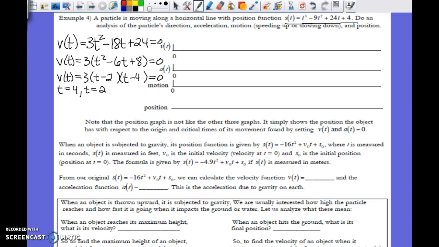Next, we need to find the acceleration, so take the derivative of the velocity, and we get 6t minus 18. Make it equal to 0.